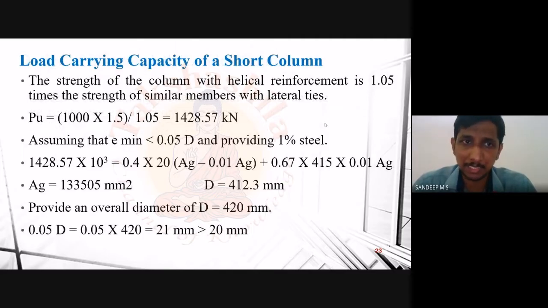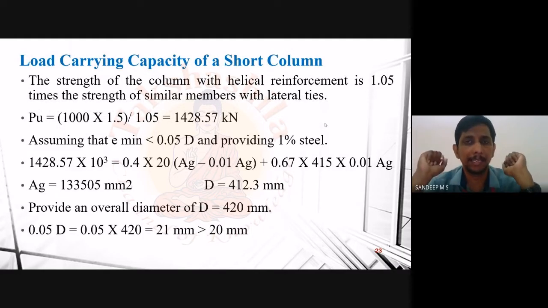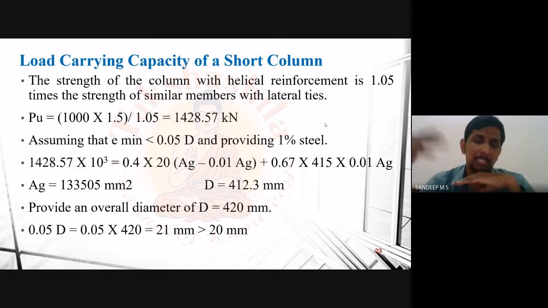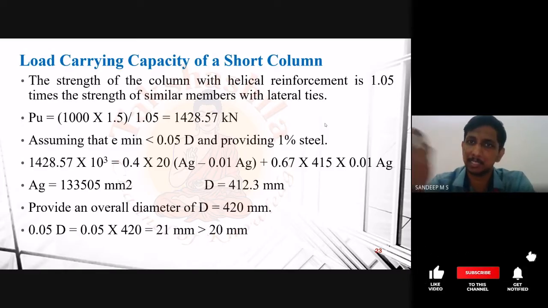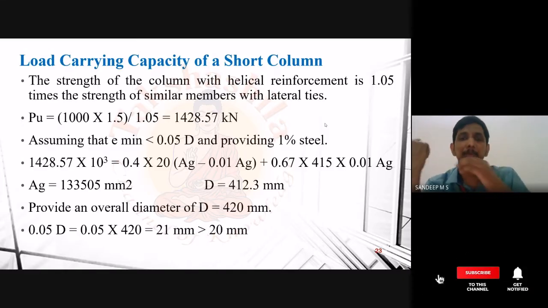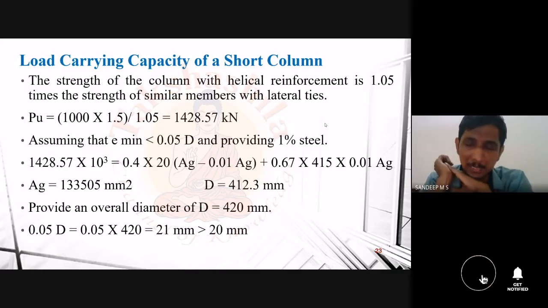So the first thing is that I have already explained that when we provide helical ties, meaning ties in the form of a helix, the main advantage is that this column will be able to carry additional load. So basically we will assume that the columns with helical ties will be able to take up 5% additional load than a similar column which has ring type or any other type of ties.